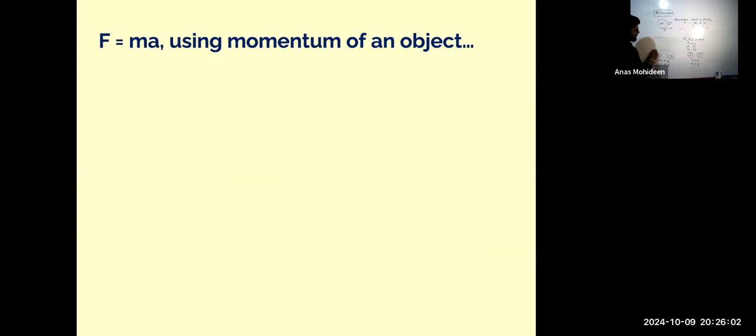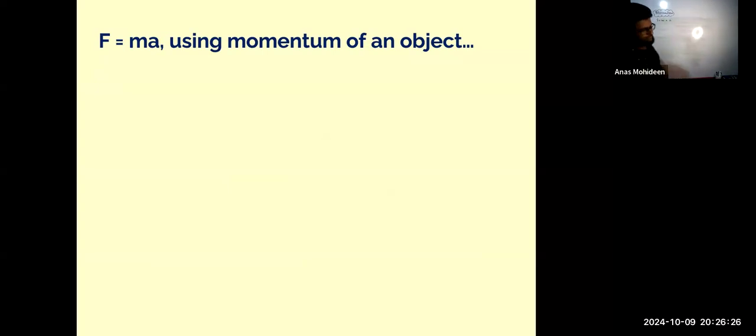Now we learned P is equal to M into V, right? And we know F is equal to M into A. Force is equal to mass into acceleration. So let me start from F equals M into A.